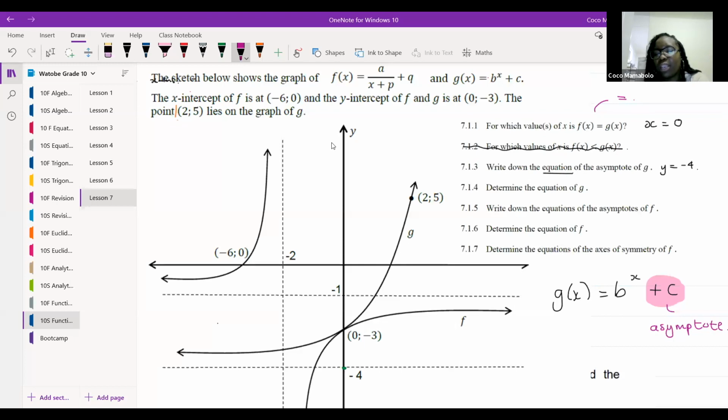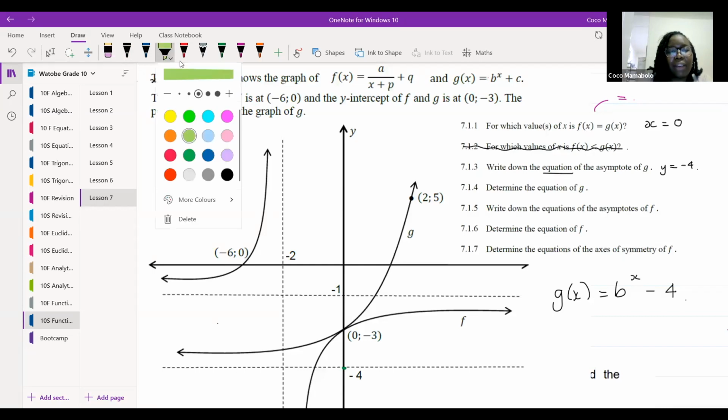What was our asymptote again? You guys remind me, what was the asymptote? Good, excellent. The asymptote was -4. So we're going to go straight into our formula and replace the plus c part with -4. So instead of plus c, we will have g of x is equal to b to the power of x minus 4.